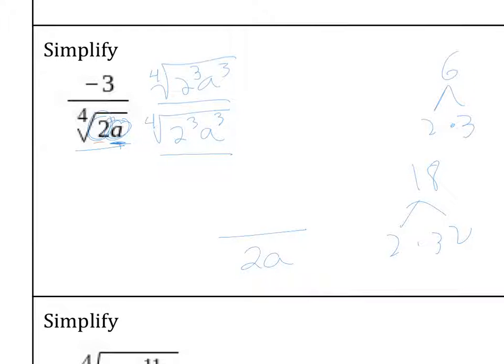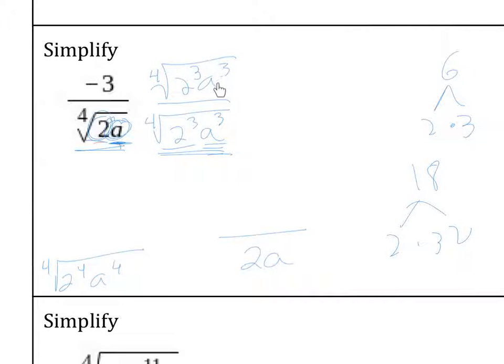If you're not seeing how that happens, then the long way around is to take these two things and multiply them together. So that would look like the fourth root of 2 times 2 cubed is 2 to the 4th. And then a times a cubed is a to the 4th. And of course, if I fourth root something to the 4th power, I get that thing that was there in the first place. So the 4th root and the 4th power basically cancel each other out.